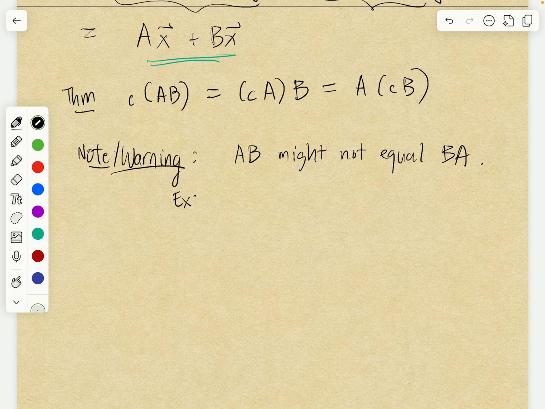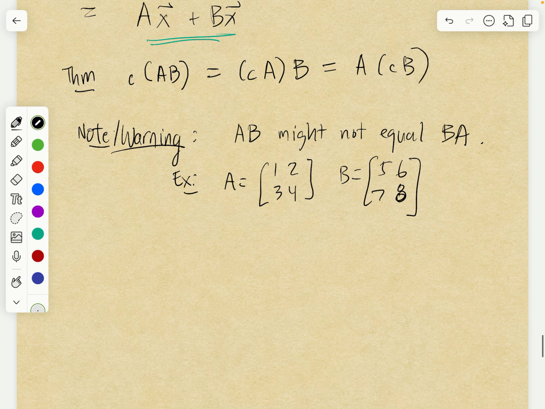So an example: if you take A to be 1, 2, 3, 4, and B to be 5, 6, 7, 8, I'm writing them as rows. If you multiply AB, you just won't get the same as BA. You can just check. And if you think about matrix multiplication in terms of composition of functions, it actually makes sense that you wouldn't get the same thing, because if you do B first and then A, that's different than doing A first and then B.